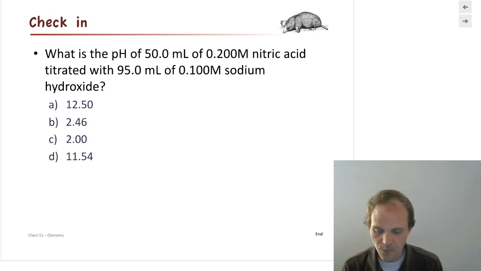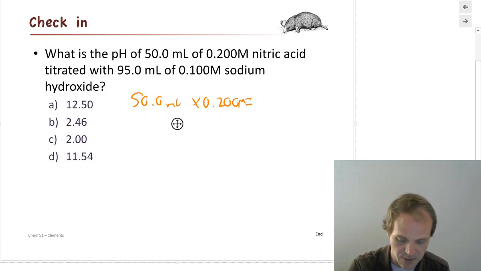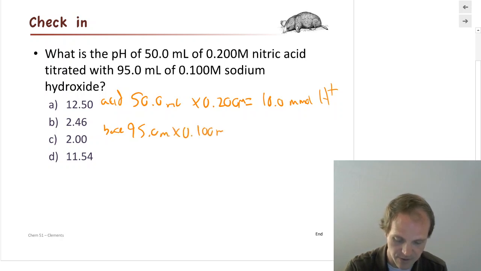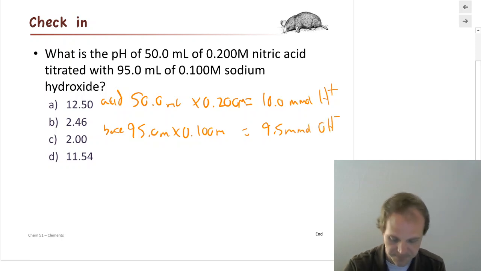All right. What did you come up with? Hopefully, you're going to find out some millimoles, figure out what you have excess of, and then go from there. I've got 50.0 milliliters of 0.200 molar. Sorry, 5 times 2 is going to be 10.0 millimoles of H plus. That's my acid. My base is going to be 95.0 milliliters times 0.100 molar. It's going to be 9.5 millimoles of OH minus.